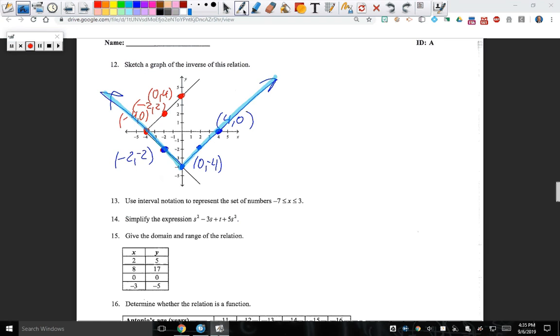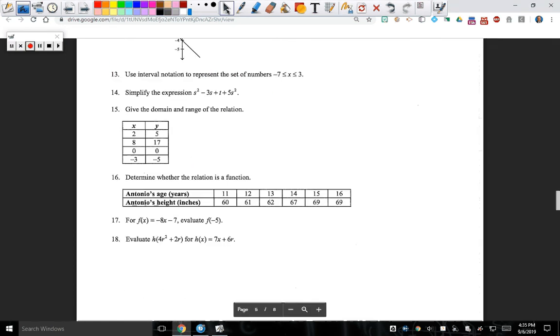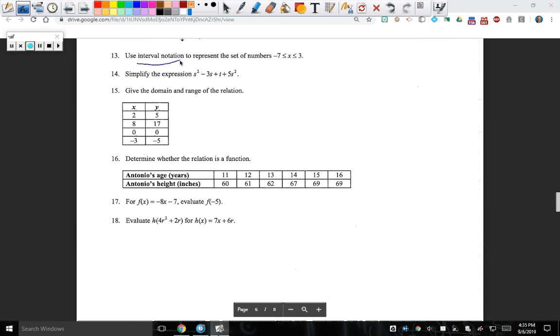All right. So number 13, it says use interval notation to represent the set of numbers of x's between -7 and 3. Okay? So let's move this up just a little bit. So if we're going to use interval notation, we're thinking about parentheses or brackets, one of the two. So if I'm going from -7 all the way to 3, and it's basically looking at visually like at -7, it's going to be closed. At 3, it's going to be closed or filled in.